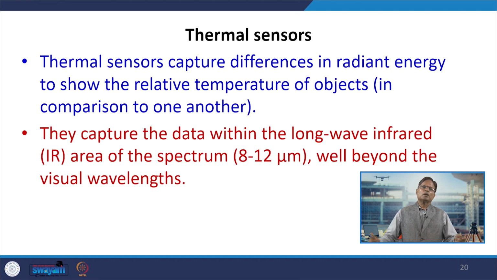Then we get thermal data also from the thermal sensors, and they are capturing the differences in the radiant energy to show the temperature difference of the objects. They will capture the data in the long wave infrared area of the spectrum, which is ranging from 8 to 12 micrometer range. So, this is well beyond the visual wavelength part. This is the advantage of the thermal sensor, that we go beyond the visual wavelength region and use this data to capture the temperature difference.